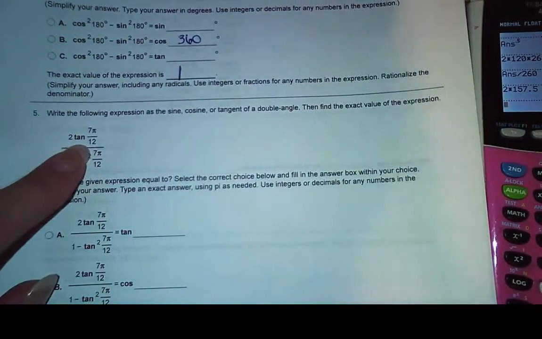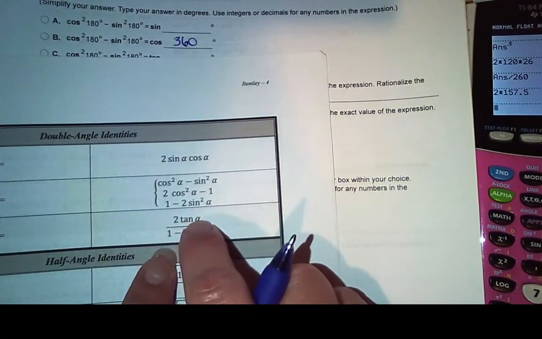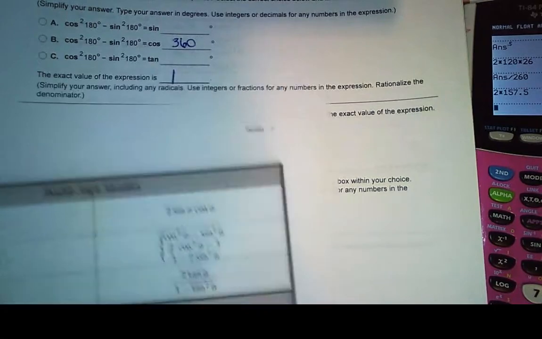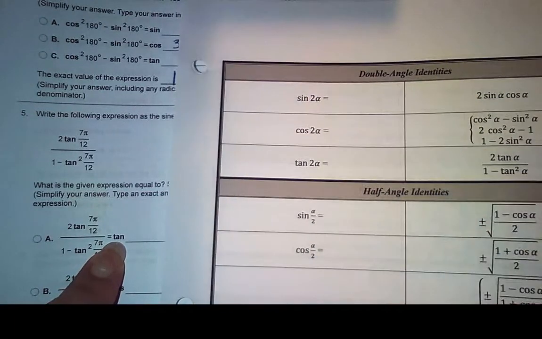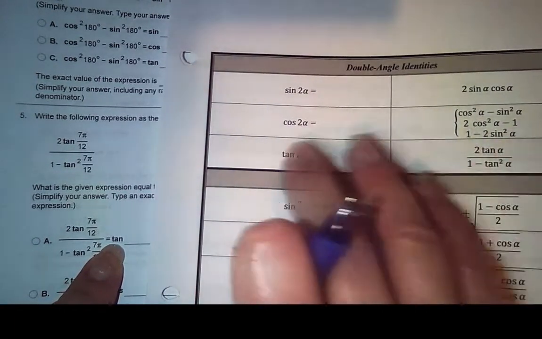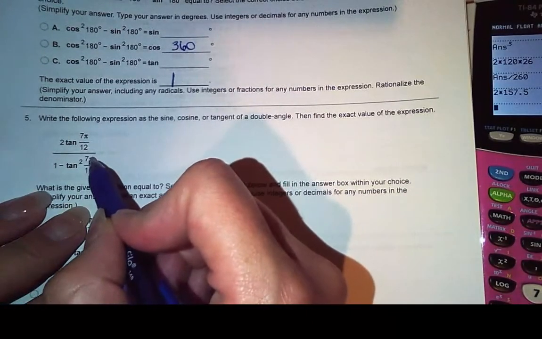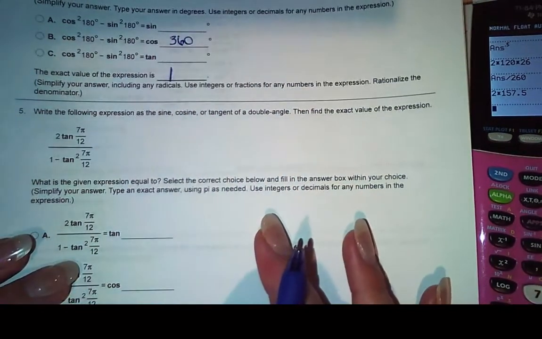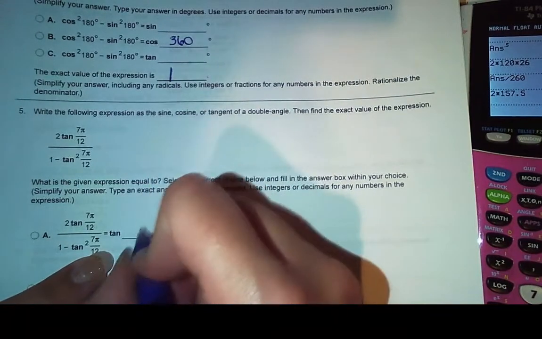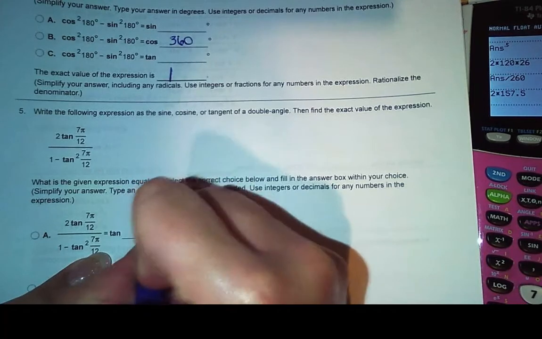So now you've got some tangent. So I've got 2 tangent of 7 pi over 12, over 1 minus that tangent squared. So I want to rewrite it. I do know it's going to be in terms of tangent. And so I know that I'm just going to take my angle measure, and to revert back to the left, I just need to double it. So doubling 7 pi over 12 is going to give me 14 pi over 12. Okay. So this becomes the tangent of 14 pi over 12.